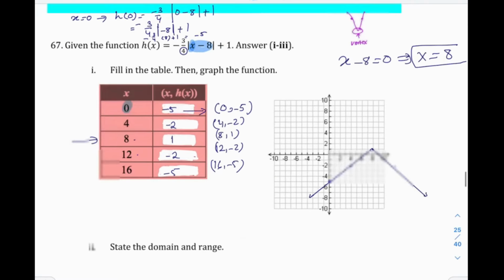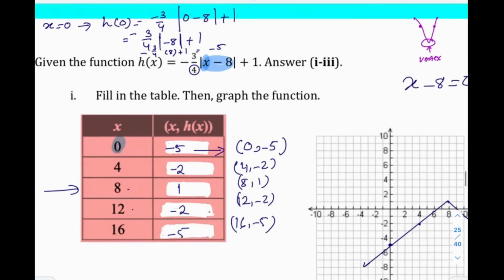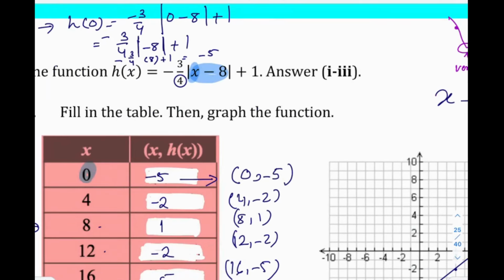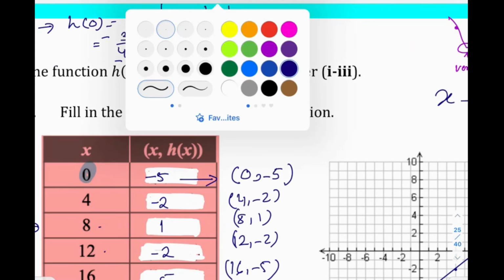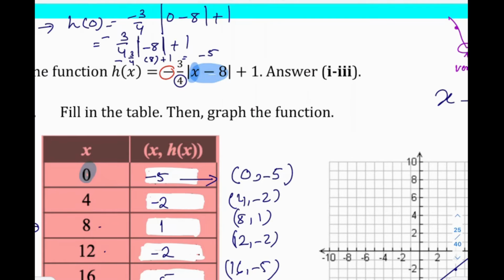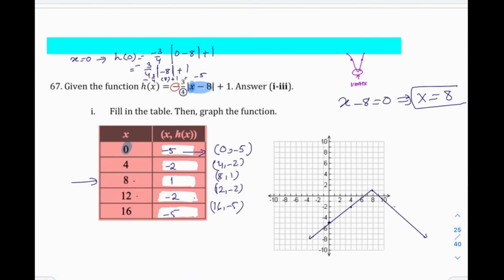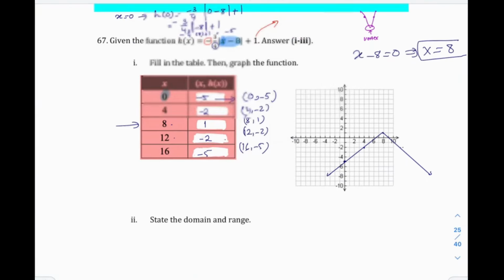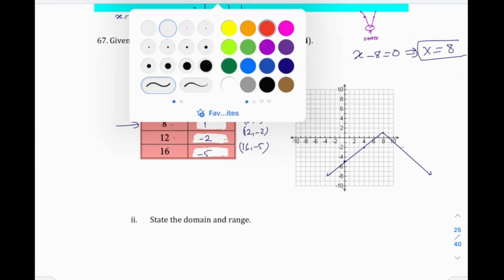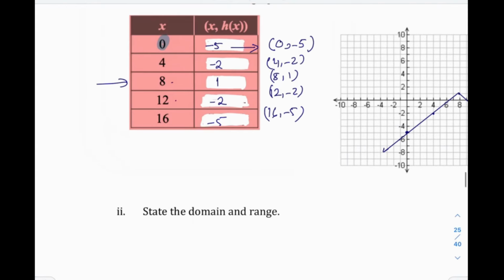After plotting the points, of course, you are expecting that it's opening down because of the negative sign here. It will be reflected and shifted up 1 unit, as you see here. Now, what is the domain? For all absolute value functions, without thinking, the domain is all real numbers. Why? Because we can replace any value of x inside the absolute value.